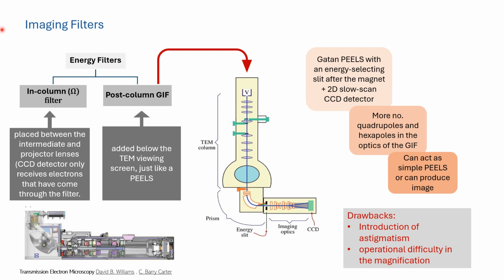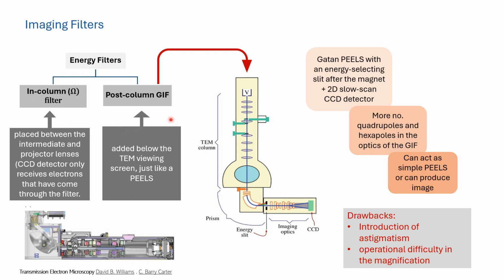There are two types of imaging filter used in EELS. One is the in-column filter, another one is the post-column GIF. The in-column filter is placed between the intermediate and projector lenses such that the recording CCD detector only receives electrons that have come through the filter. So all images consist of electrons of specific energy.